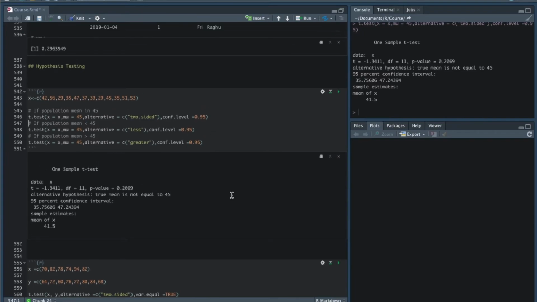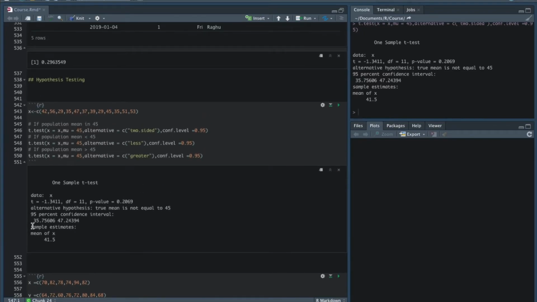So how to read this? You can be 95% confident that the mean is between 35.75 and 47.24. That means the mean is actually in between 45.